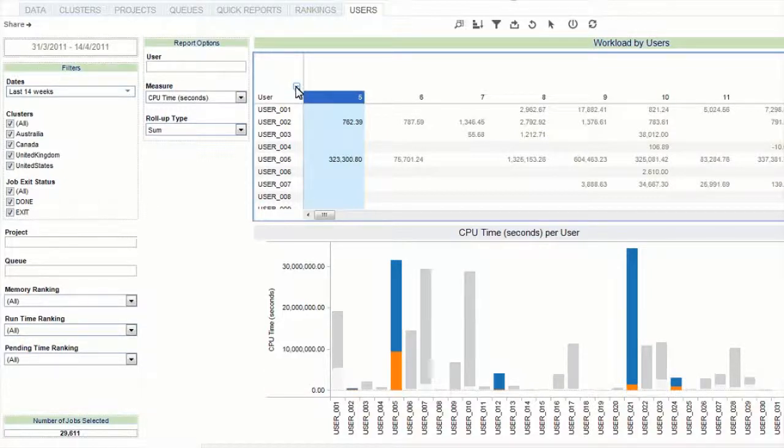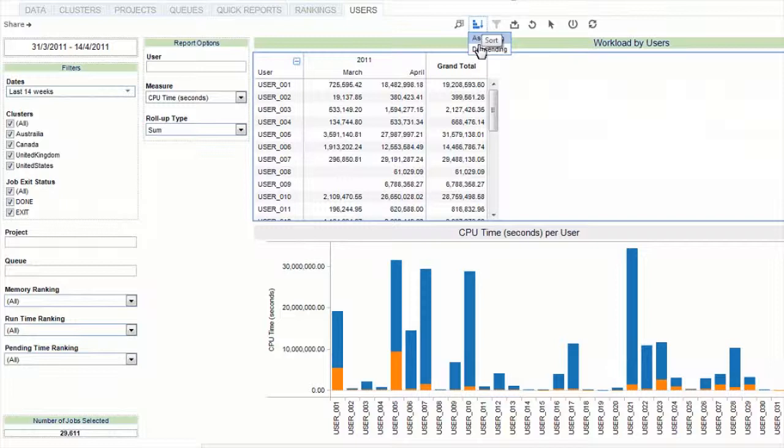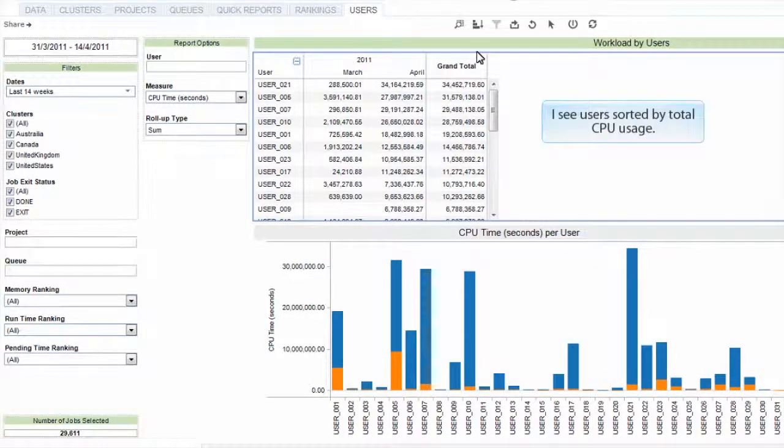I'll go up a level and look at monthly summaries. I might want to sort my users to see who's using the most CPU time over a period. Now I see all my users sorted by total CPU usage over the period of interest. I can export this data if I choose.